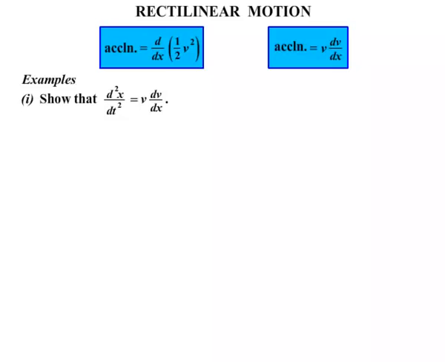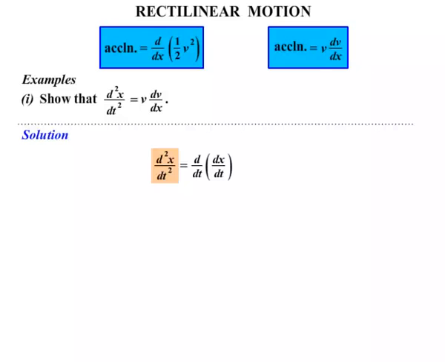The first example, we need to show that d²x/dt² can be written as v dv/dx. In other words, we're proving one of these acceleration results. The solution then, let's have a look at it. We'll start with d²x/dt². We can write it as d/dt of dx/dt. We've got d/dx, and that's why we get d²x, and on the bottom, dt times dt is dt squared. That's a little bit of notation there.